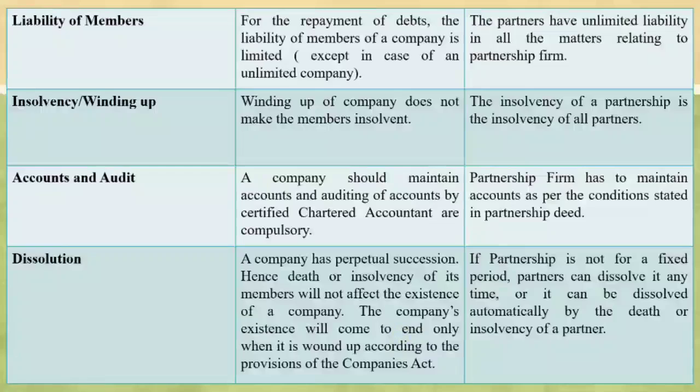Okay, but if you see in the case of partnership, a partnership firm does not have a fixed period and partners can dissolve it any time, or it can be dissolved automatically by the death or insolvency of a partner. So in case of partnership, the death or insolvency of a partner matters. It can make the partnership firm dissolve. So this is the difference in dissolution between a company and a partnership firm. So these were the distinctions between a company and a partnership firm.